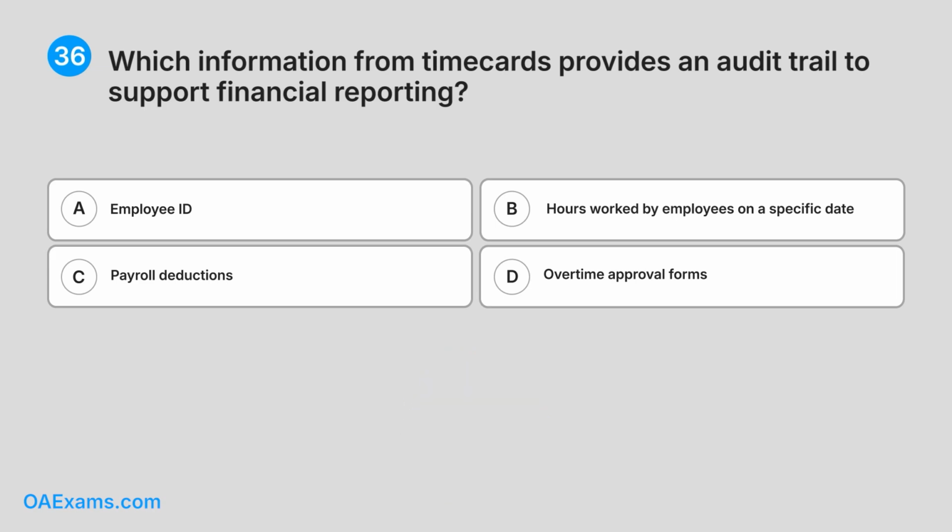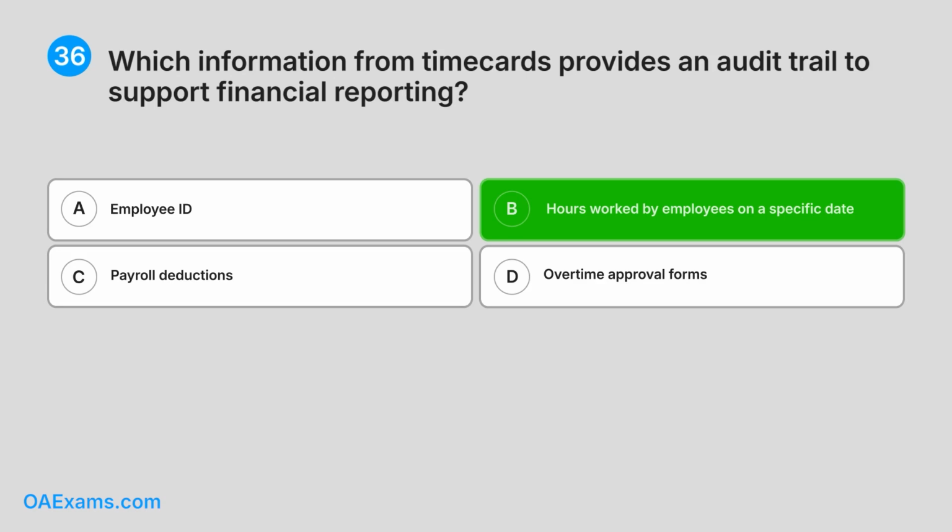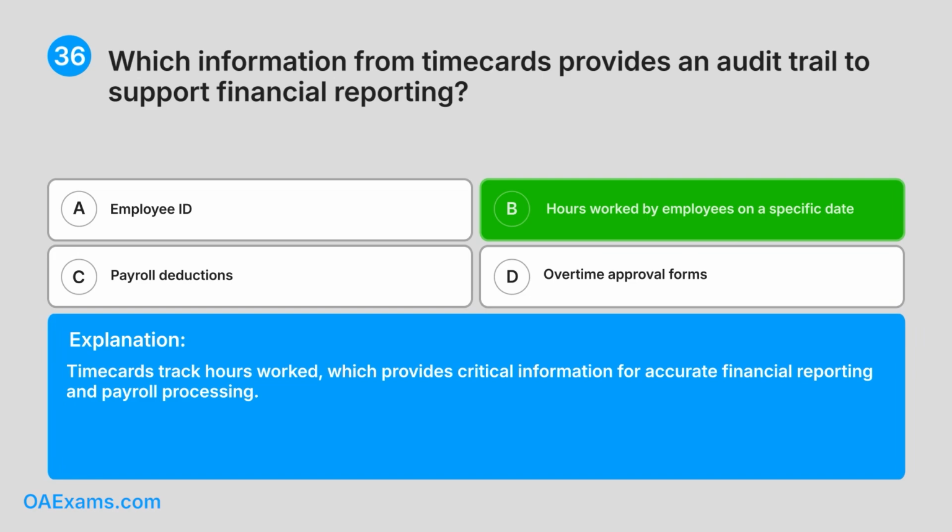Correct answer. B. Hours worked by employees on a specific date. Explanation. Time cards track hours worked, which provides critical information for accurate financial reporting and payroll processing.